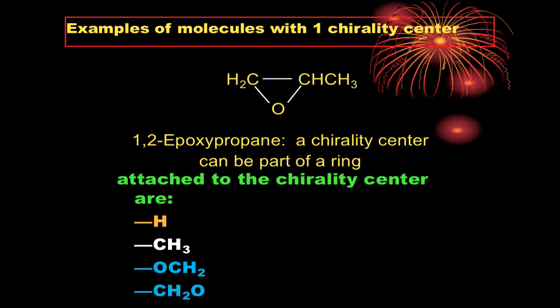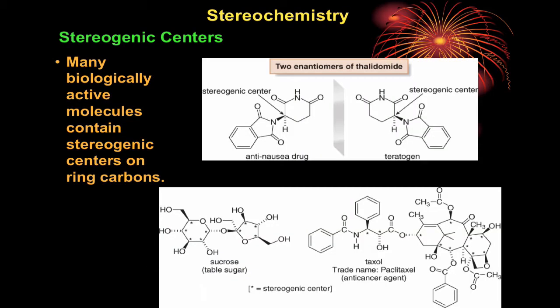It's okay to be part of a ring as long as the ring contains four different elements, so to speak, as you go around it. Okay? This has a lot of practical consequences.